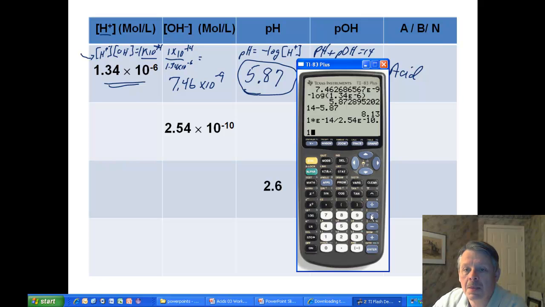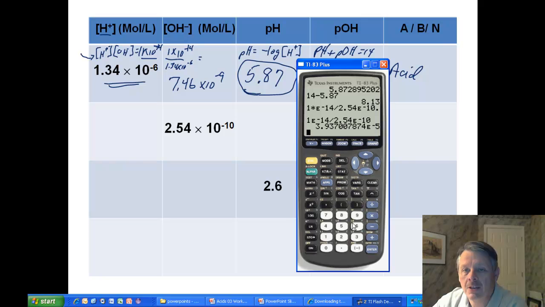1 times 10 raised to the, that's my problem, putting in a times sign. 1 second EE minus 14. Minus 14 divided by 2.54 times 10 to the second EE minus 10.